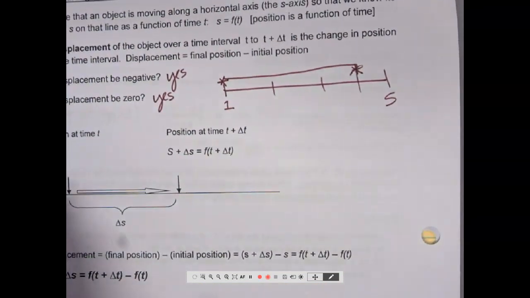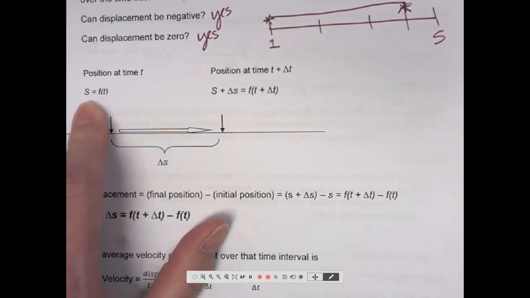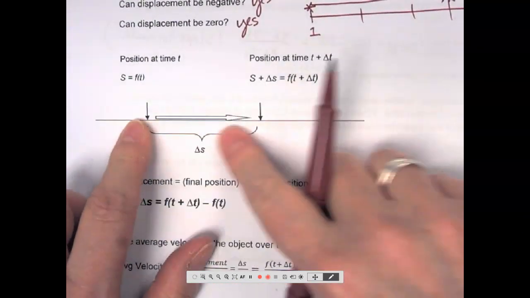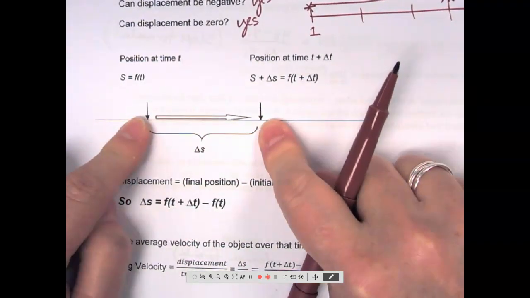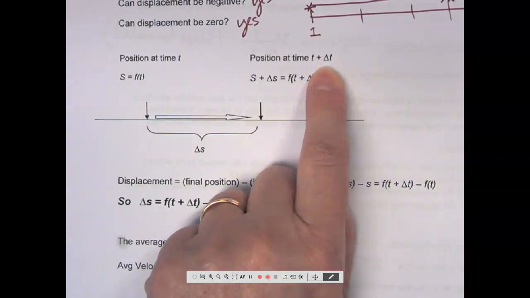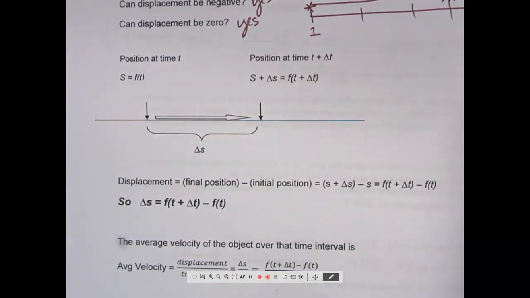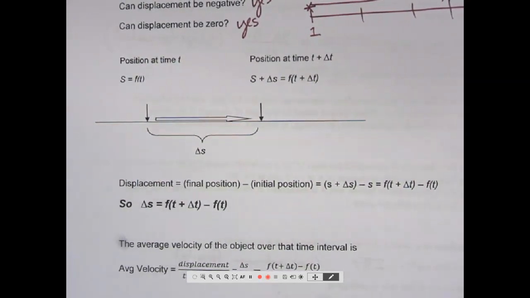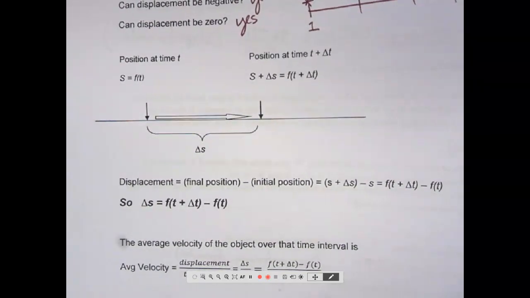Okay, so S equals f of t is just a generic way of representing a position function. Change in S is your displacement. And then what does this t plus delta t mean? Time plus change in time. Okay, so just how much time you were moving or whatever you're doing. In this case, we're just moving.